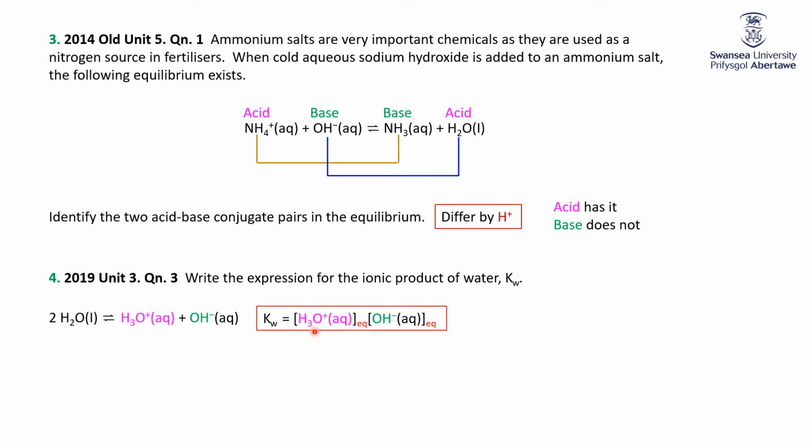So Kw equals the concentration of H3O+ at equilibrium, times the concentration of OH- at equilibrium. And remember, this is an equilibrium that exists, and thus an equilibrium constant that describes the existence in every aqueous solution.